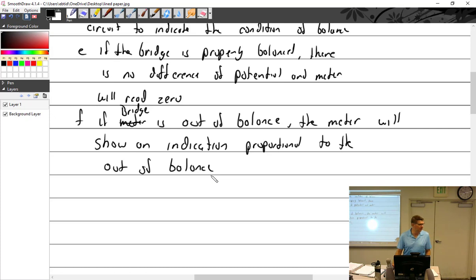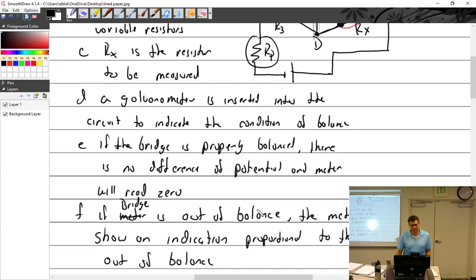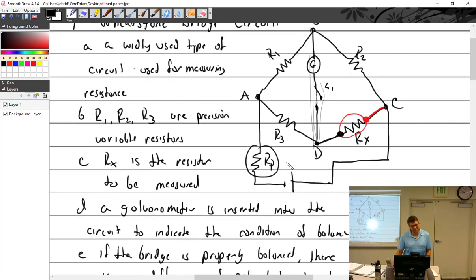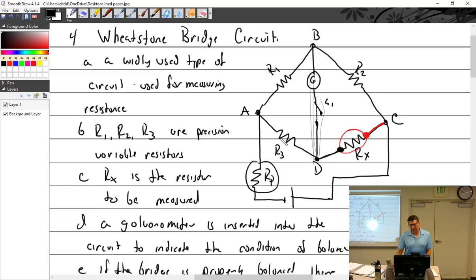Could it be that RP is meant to balance out the resistance of the galvanometer, the internal resistance? Maybe. That would make sense. But you also have to have a zeroing out thing, so. Yeah. I don't know.